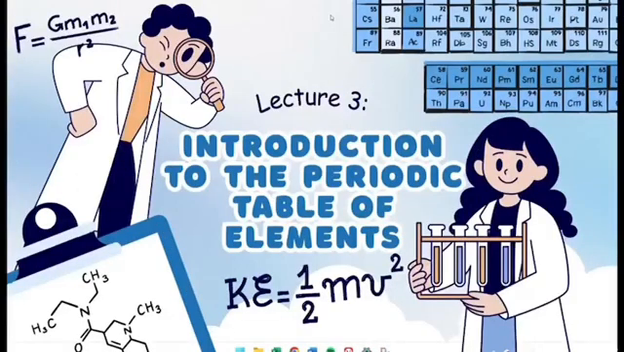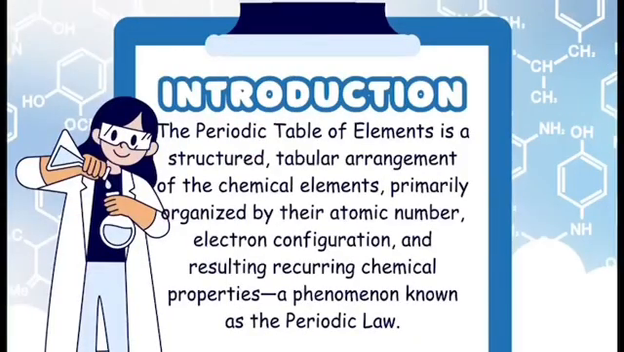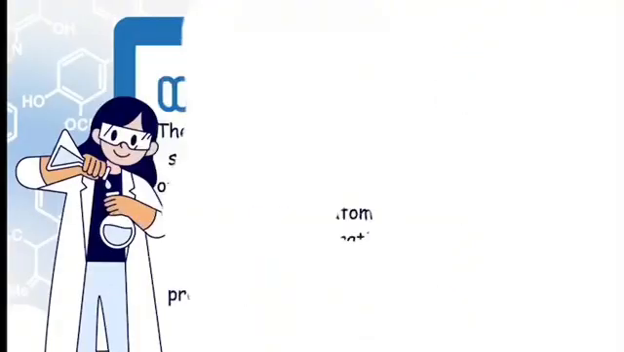Chemistry. Good morning, everyone. Today I will be presenting to you our third lecture, an introduction to the periodic table of elements. The periodic table of elements is a structured tabular arrangement of the chemical elements, primarily organized by their atomic number, electron configuration, and resulting recurrent chemical properties, a phenomenon known as the periodic law.